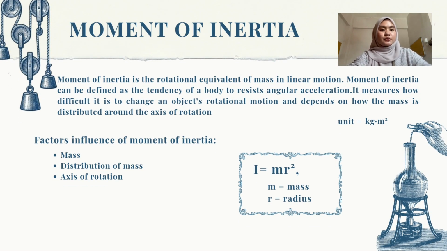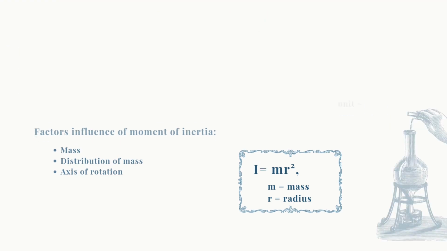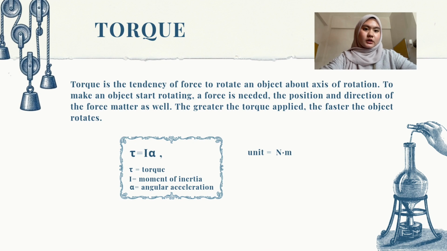Moment of inertia is the rotational equivalent of mass in linear motion. It can be defined as the tendency of a body to resist angular acceleration. It measures how difficult it is to change an object's rotational motion and depends on how the mass is distributed around the axis of rotation. The factors that influence moment of inertia are mass, distribution of mass, and axis of rotation. The formula for moment of inertia is I equals mr squared, and the unit is kgm squared.